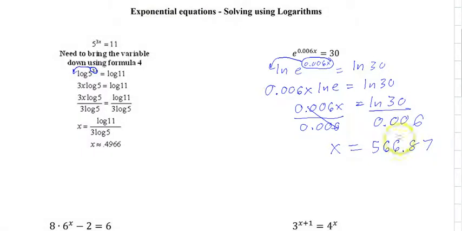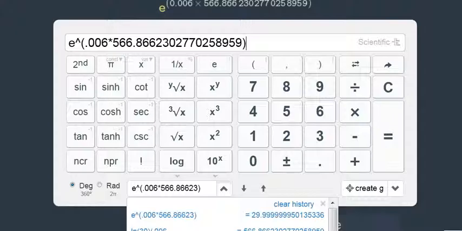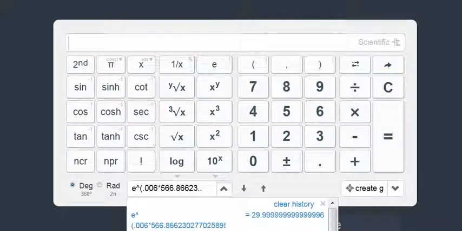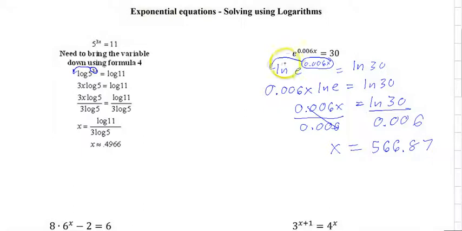Alright, and so now all that's left is to check it. So we're going to take this number, plug it back into our exponential. It's already entered. And I use the whole thing to give me a better answer. Hit equals. And that's basically 30. And that's it. So you choose a logarithm for each side. If you pick the one with the same base, it'll cancel it.